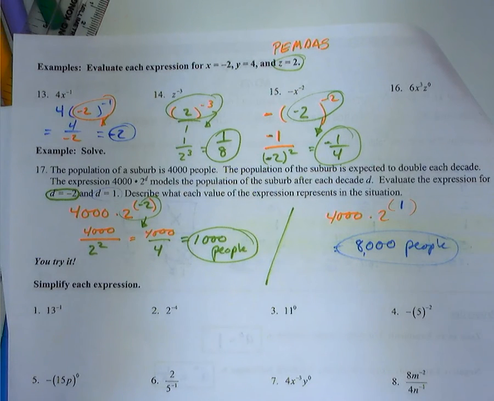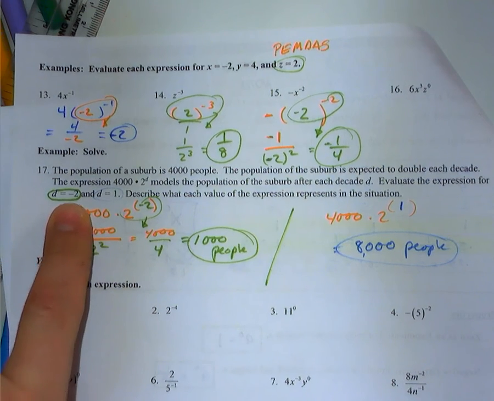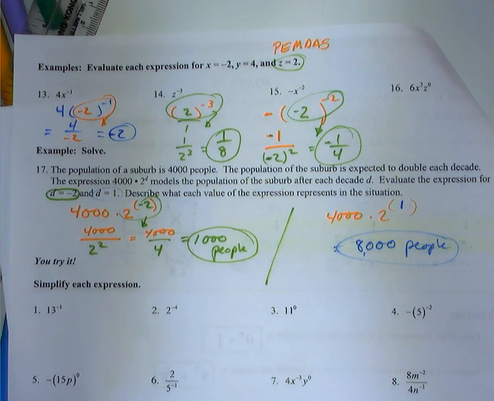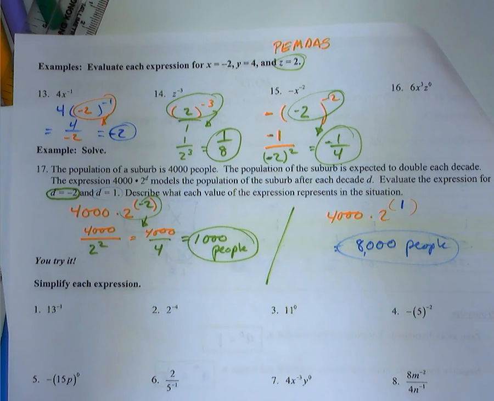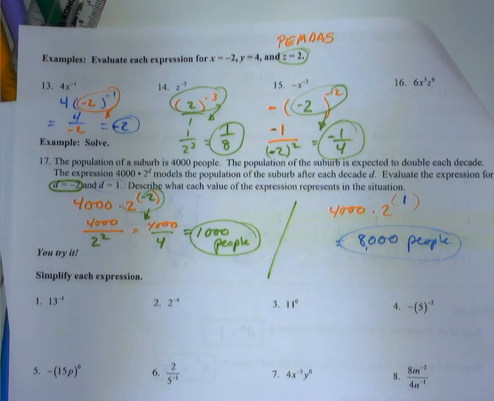So again, big idea is we're looking to evaluate this guy. The d value, again, is our decade. So after 1 decade, I started at 4,000. Now after 1 decade, I'm up to 8,000 people. If the decade value is negative, that's going backwards, right? So this city, 1 decade before is half of that 4,000, which would be 2,000. And then half of that would be 1,000. So that's how we get that. So that's what that d value represents. Okay, if the d value is negative, that was in the past. If the d value is positive, that's in the future, what's going to happen if it's doubling every time. Okay.